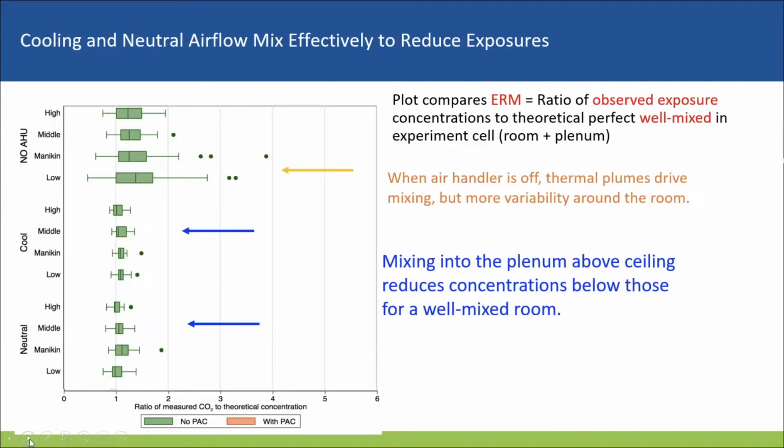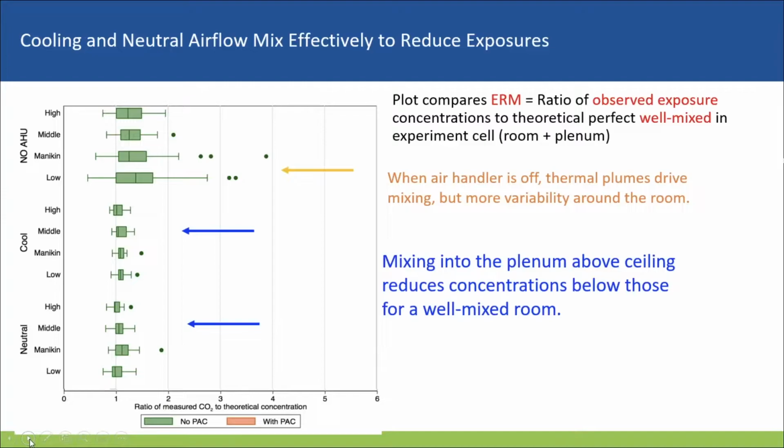Sure, here. The cooling and neutral airflows effectively reduce exposures. On the figure on the left side, the y-axis is the height of the room, and the x-axis is the ratio of measured concentration at each location to the theoretical perfect mixing concentration, which we call ERM. It is the ratio of observed to the theoretical perfectly well-mixed concentration.